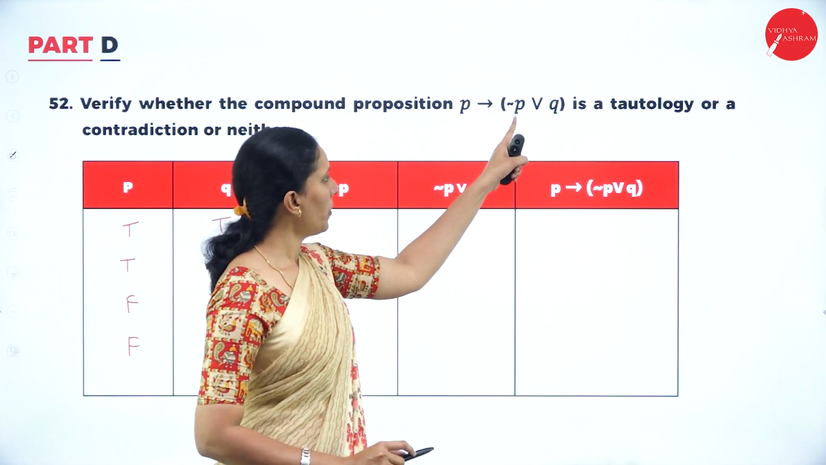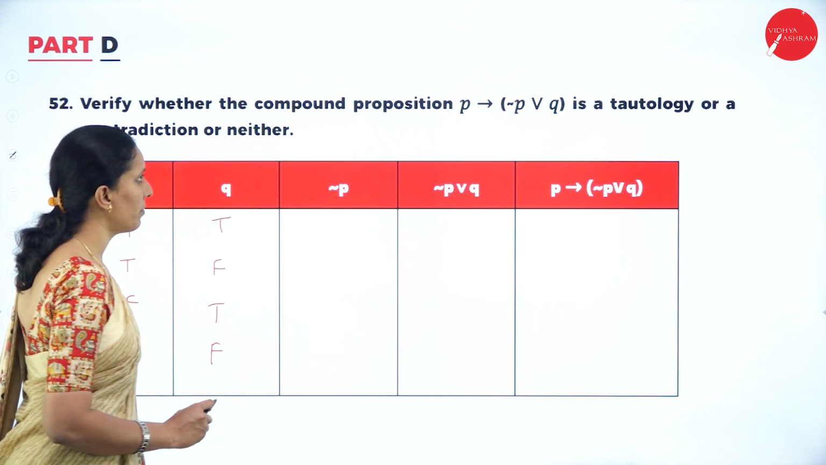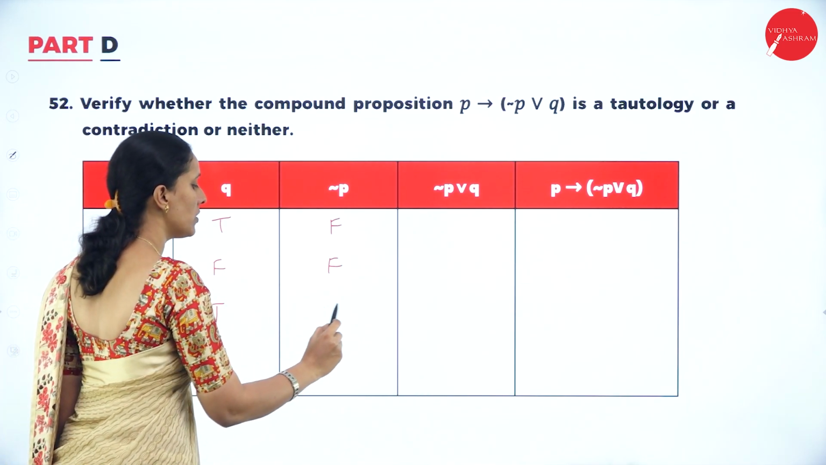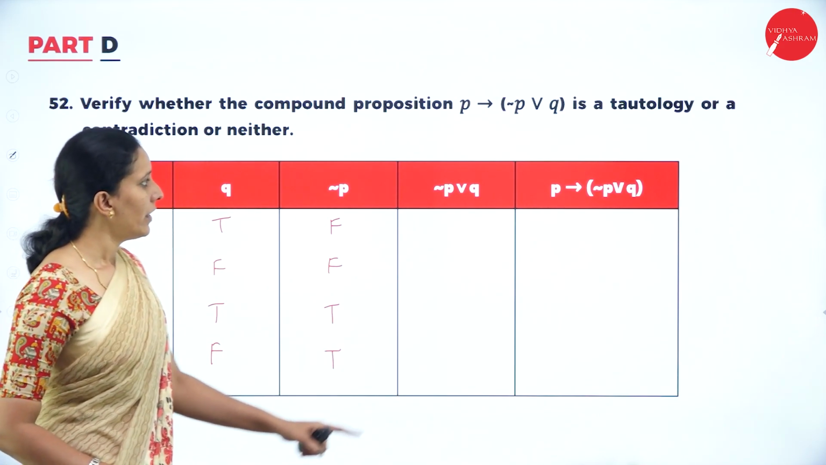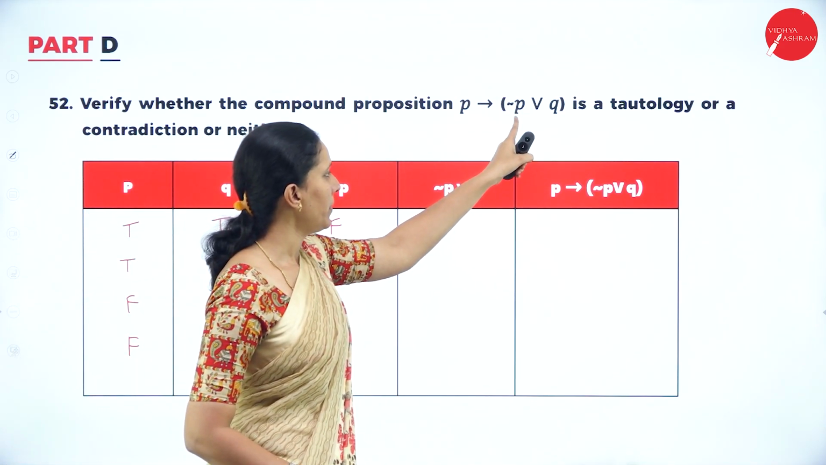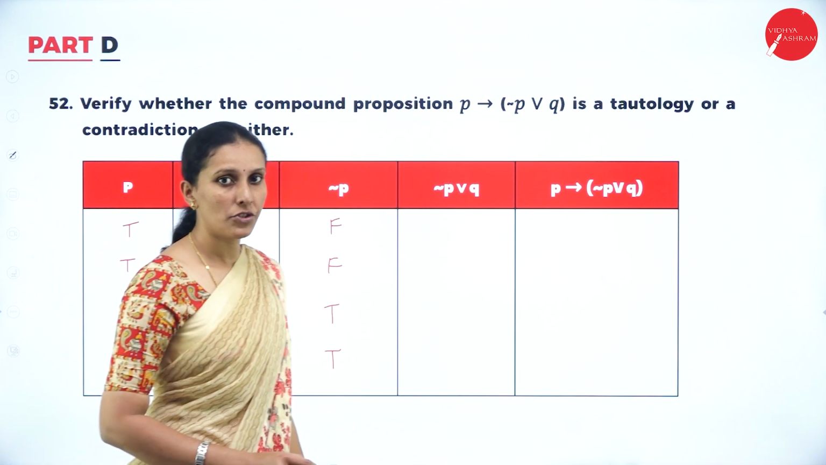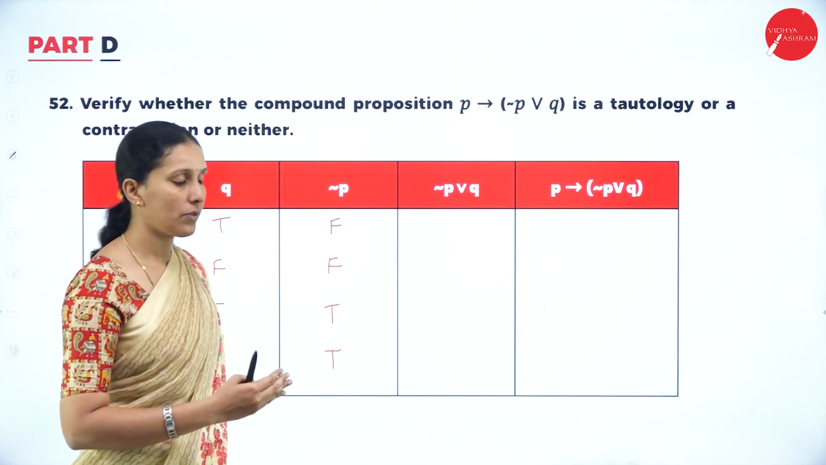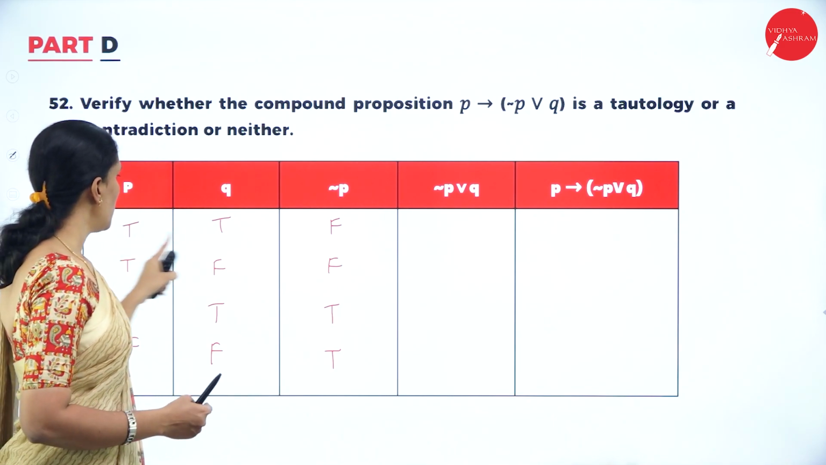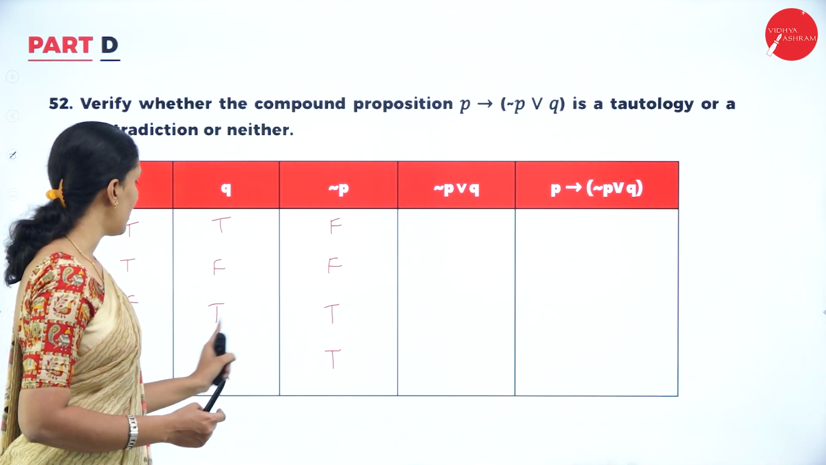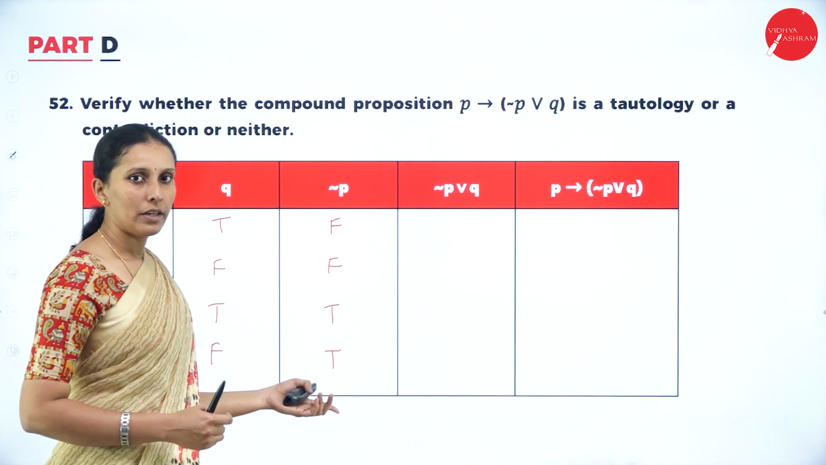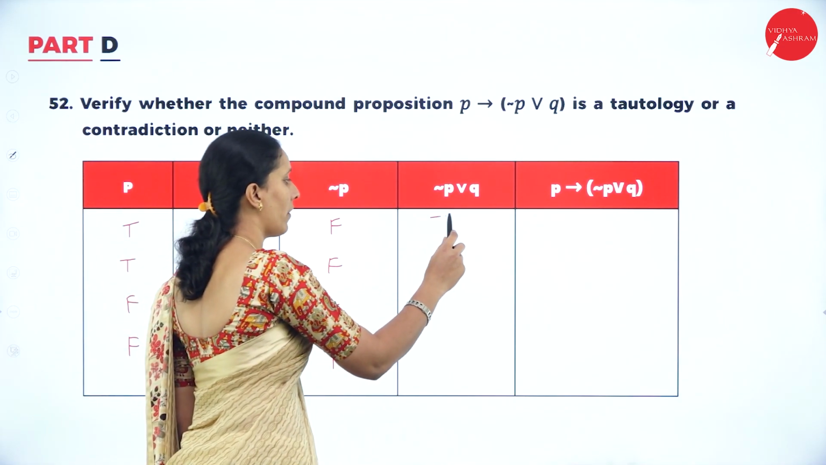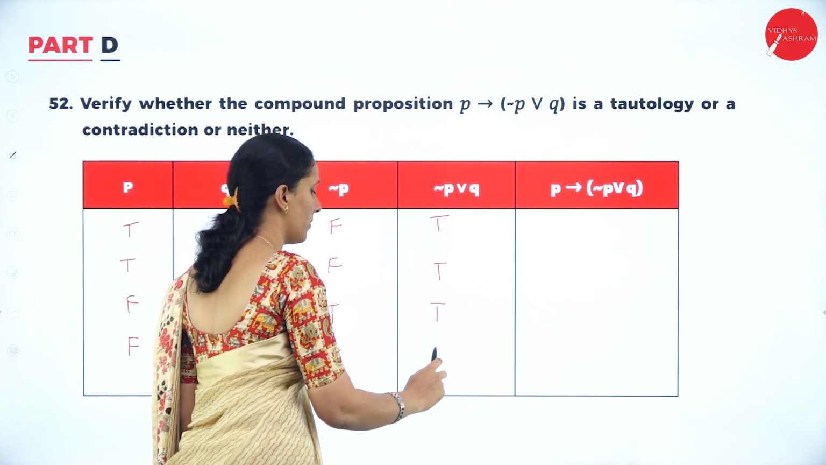Now from the compound proposition, we need negation of P. So negation P becomes false, false, true, true. Next we need negation P or Q, that is disjunction. For disjunction, when both the statements are false, it is false. So let's see where we can find both the statements are false. There are no two statements which are false. So therefore we can write all the statements as true here.